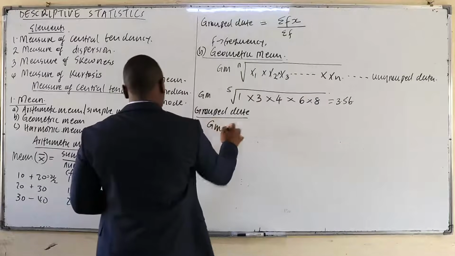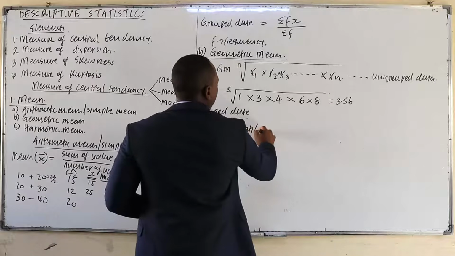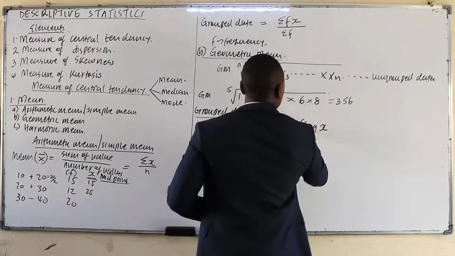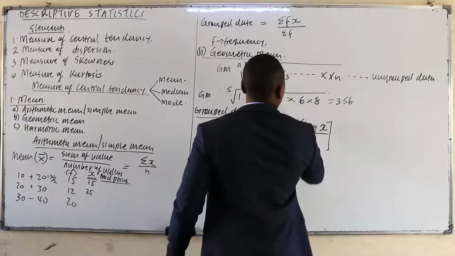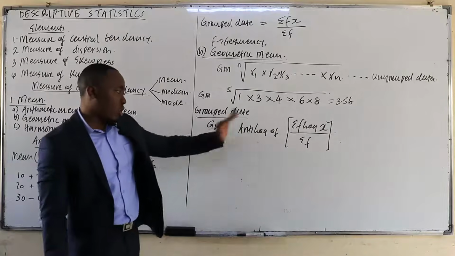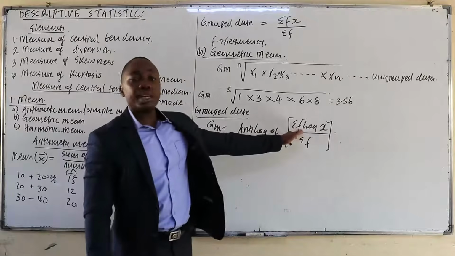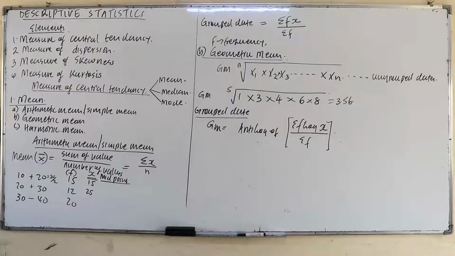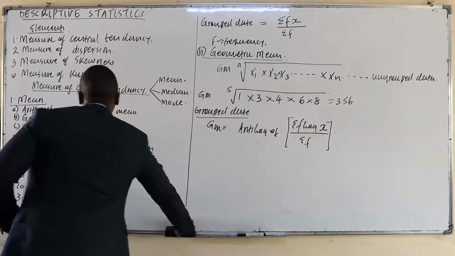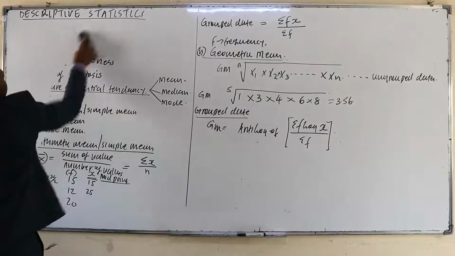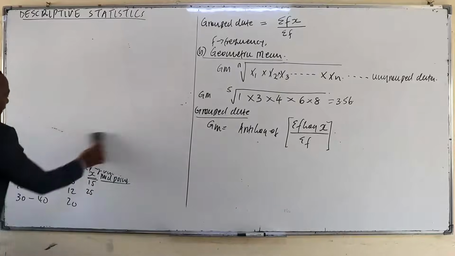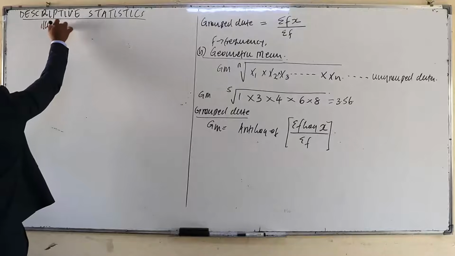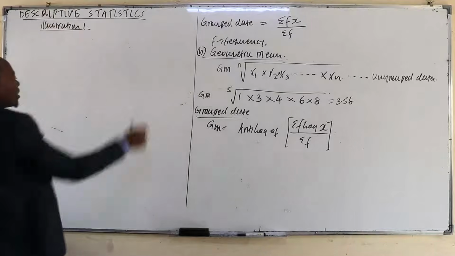Now, to get the geometric mean for grouped data, you take the antilog of the summation of f log x divided by the summation of f. So you take the antilog of the summation of f, where f is the frequency, times log x, and you divide by the summation of the frequency. Good, so we can do that illustration. I've provided you an illustration there. Illustration 1 on how to get the geometric mean for grouped data.